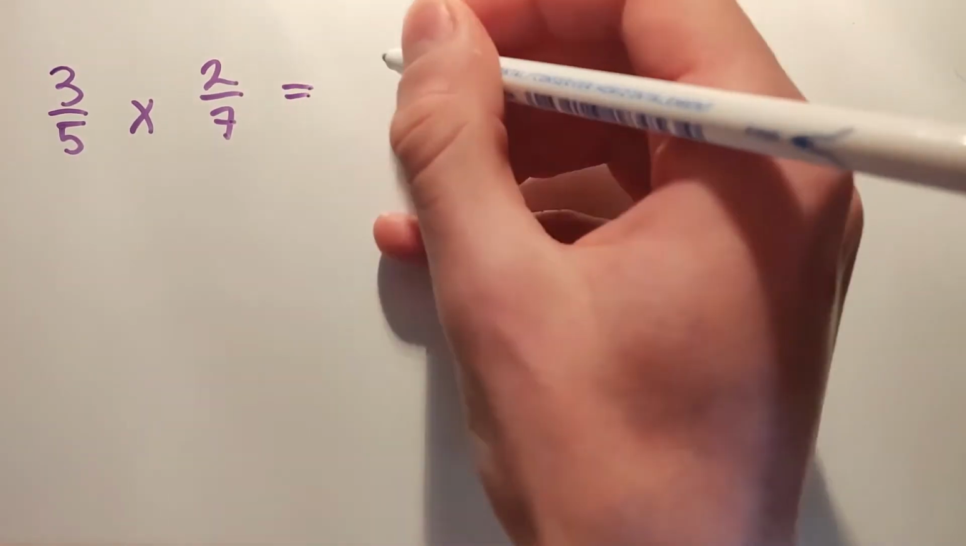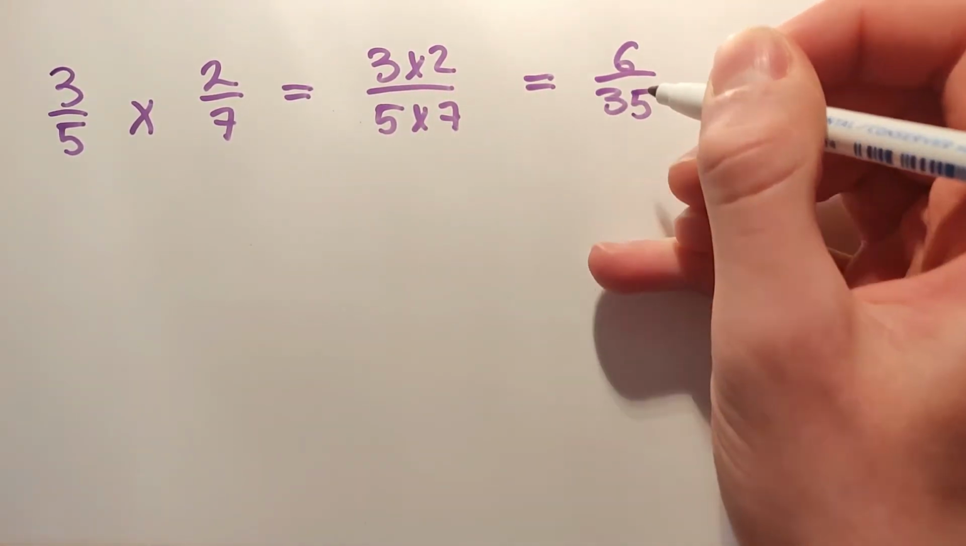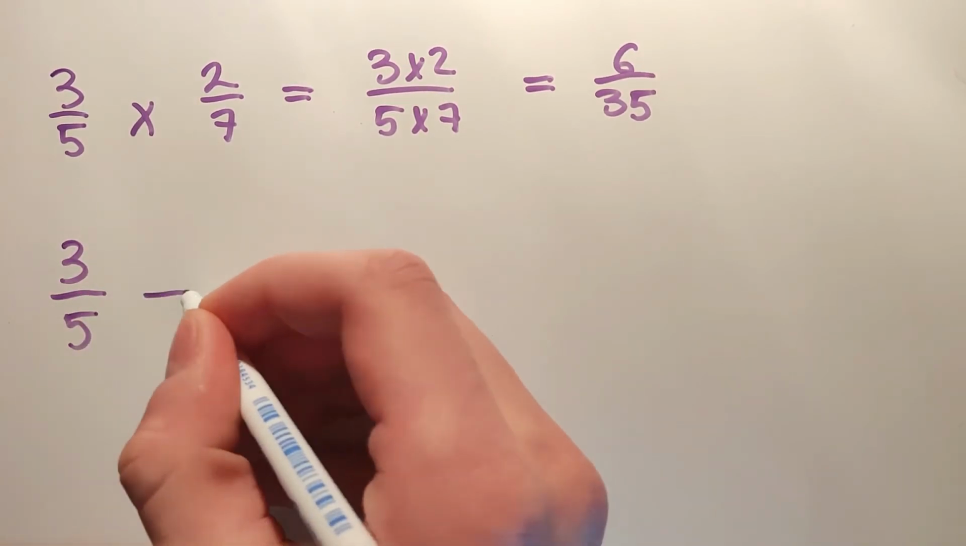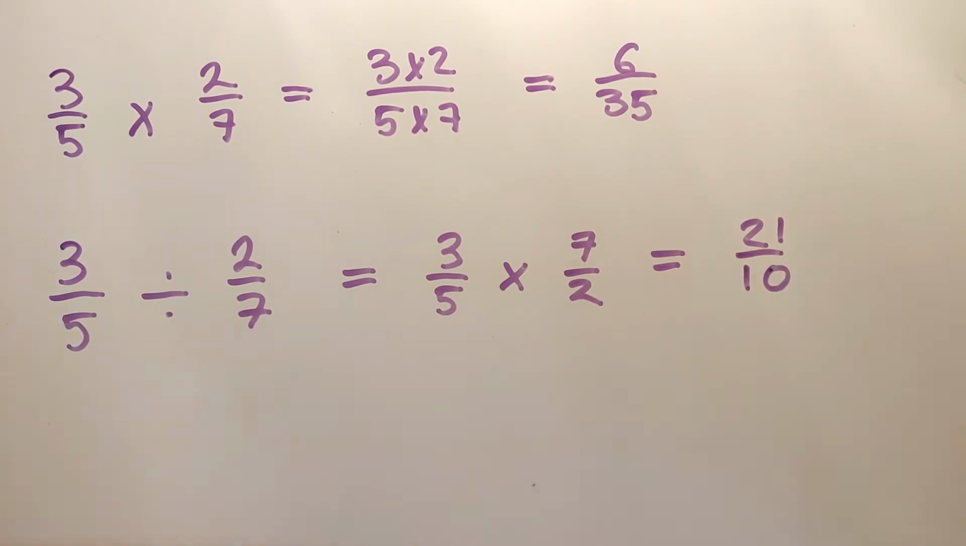Now, on to multiplying fractions. Just multiply the numerators together and separately multiply the denominators together, and this will give you the new fraction. To divide fractions, just flip the second one upside down and then multiply them as we did before.